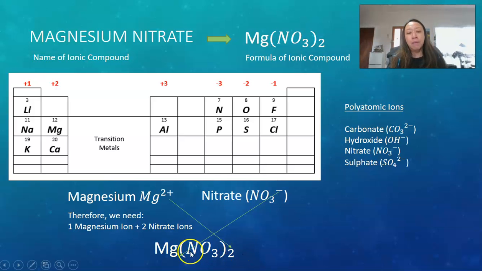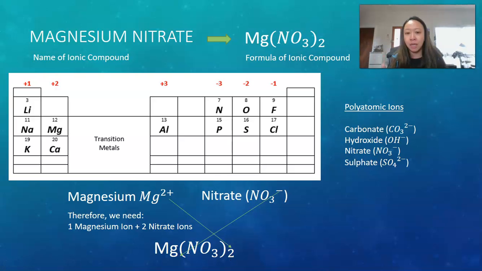So how does this symbol happen? That means that we need 1 magnesium. The bracket over here means that nitrate is written as NO3, and that's why the nitrate is in the bracket. The 2 here means that we need 2.